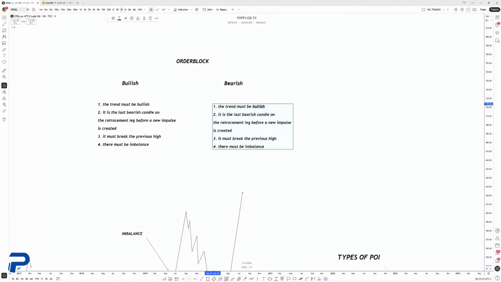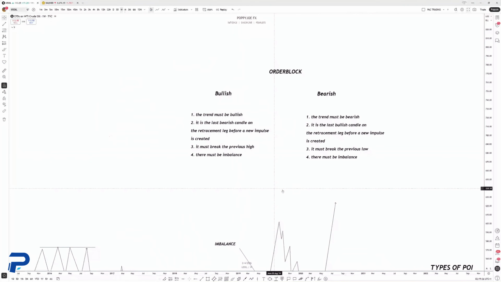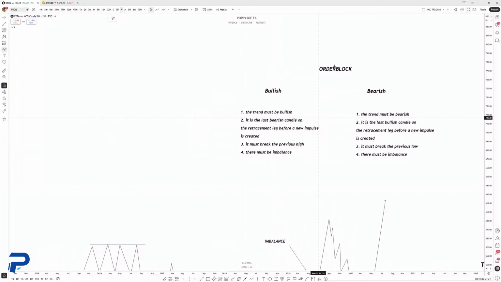So the trend must be bearish, and it is the last bullish candle. It must break the previous low. These are the rules that guide this. Let's take a look at it one by one. Before you can mark a bullish order block, just so you know, the bullish order block represents demand, and the bearish order block represents supply.